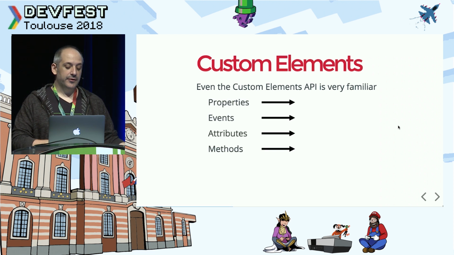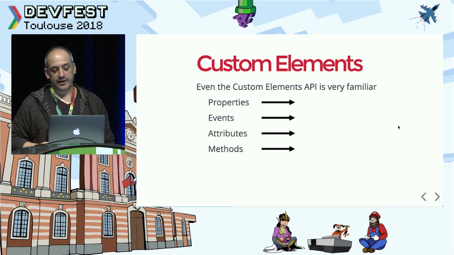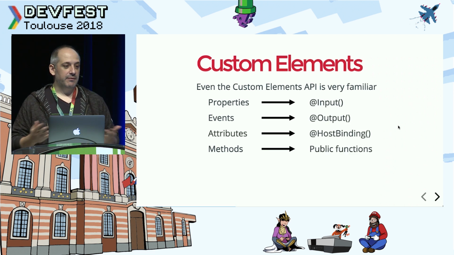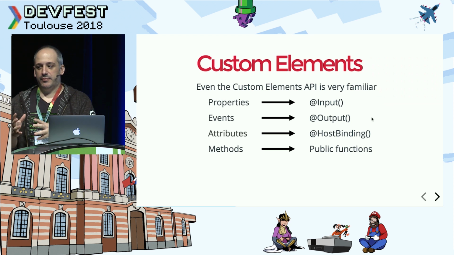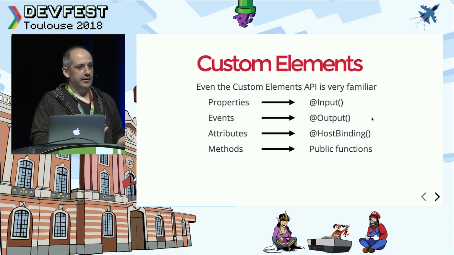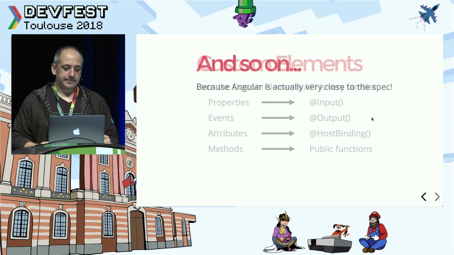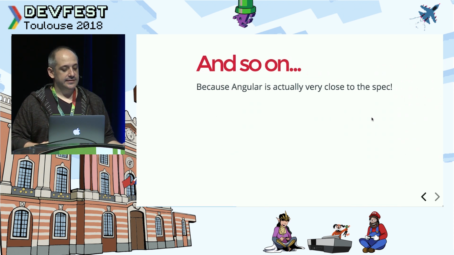So we have the properties, events, attributes, and methods, and this translated to Angular would be input, output, host binding, public functions. So if you are writing web components to write Angular, it's very similar. If you are writing Angular to write the web components, it's very similar. And so on, as I said.